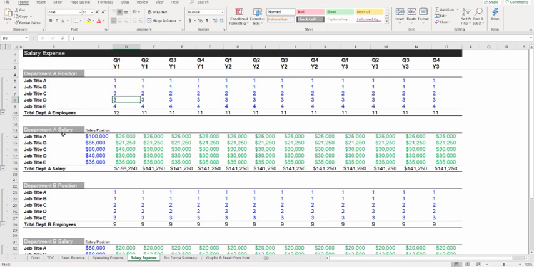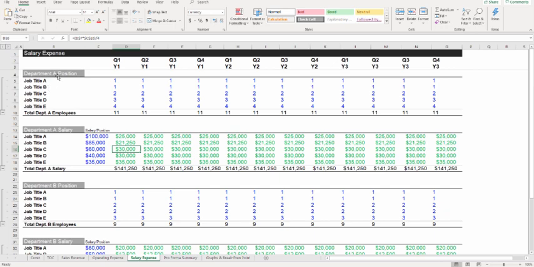Below, we have the salary calculation for that position. Job title C, salary is $60,000 per position. Because we're looking at this in quarters, we are taking the calculation of the $60,000 multiplied by the total number of positions, which is now 3, divided by 4, 4 quarters in the year. We will revert this back to 2. We see our calculation reverts back to $30,000 for that particular quarter.